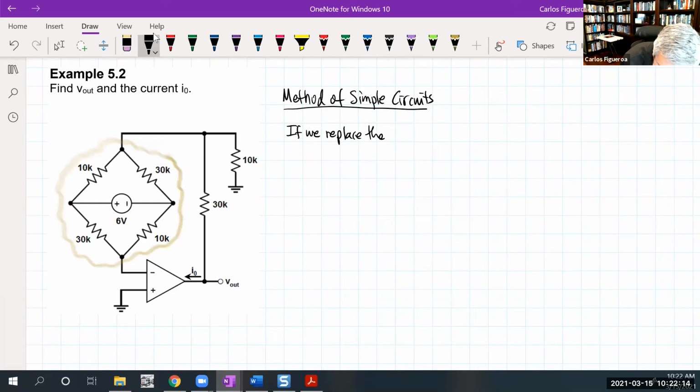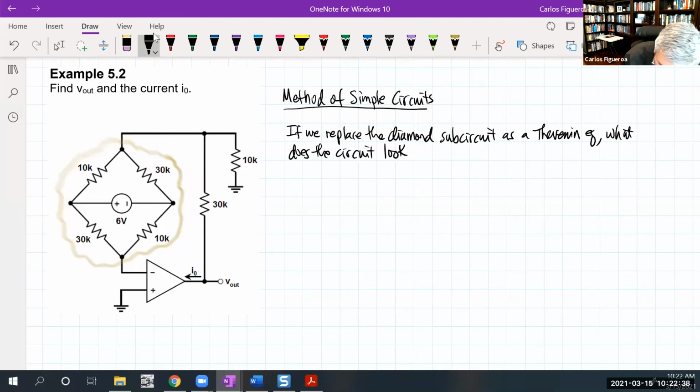Now that's a really powerful statement, because if we replace the diamond subcircuit as a Thevenin equivalent, what does the circuit look like? Well, for starters, we know we have to have an R Thevenin. If I start to draw the circuit, it's going to look like this here.